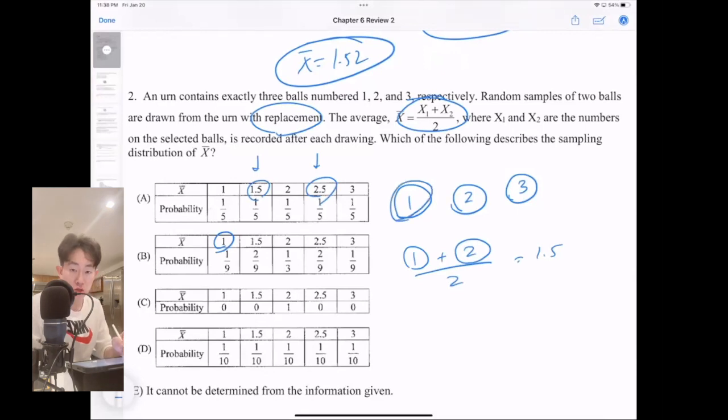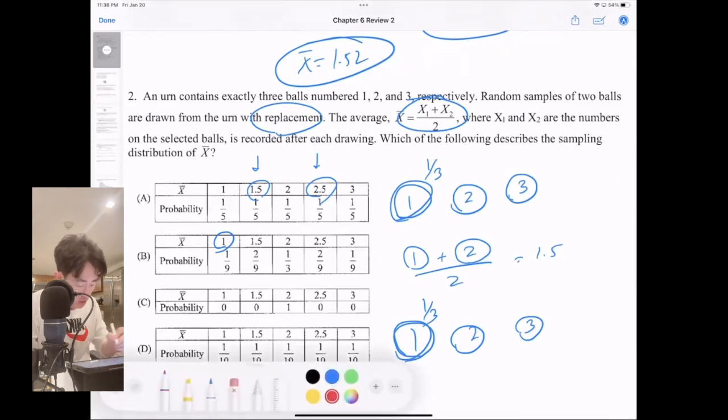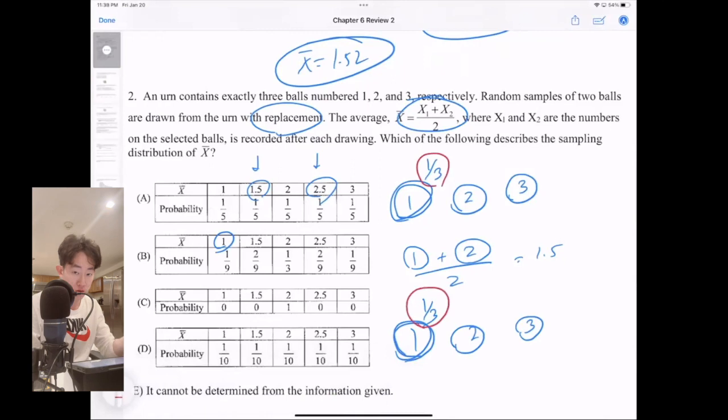The chance of you picking the first ball is 1 out of 3. The chance of picking the same ball the second time is also 1 out of 3. Why? Because you replaced it. Your chances are independent, they're the same. For both events to occur, one after the other, you multiply their probabilities. So the chance of getting ball number 1 on the first try and ball number 1 on the second try is 1 out of 9. And the only choice that contains that is B.